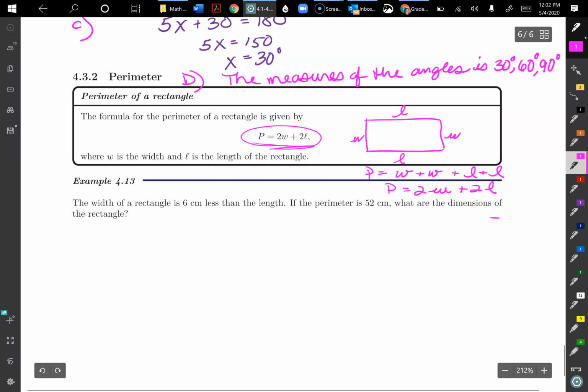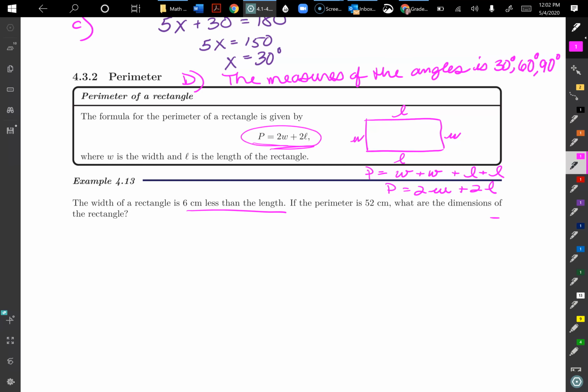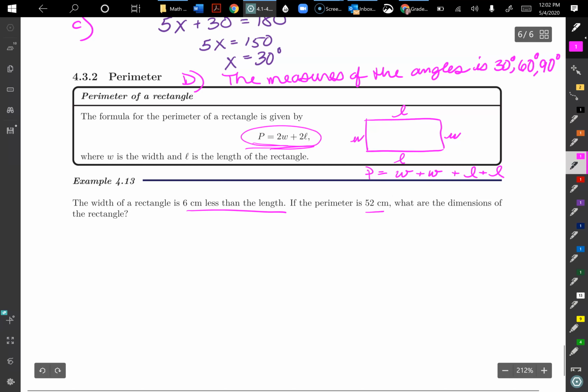The width of a rectangle is 6 centimeters less than the length. Now remember, I've got to reference things back, and I have to get everything in terms of one variable so I can solve. If the perimeter is 52 centimeters, what are the dimensions of the rectangle? So I know the perimeter is 52. Okay, so I'm going to just get rid of this here. So we already have it up here. So P equals 52. That's good information.